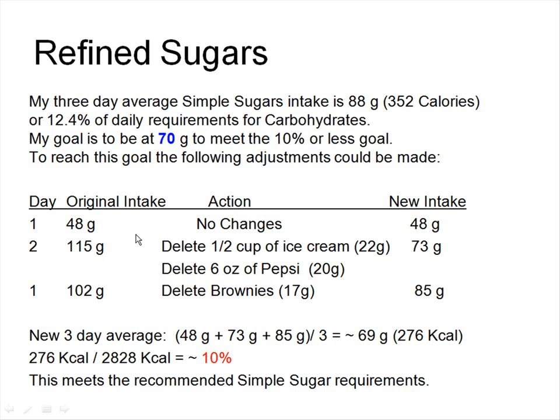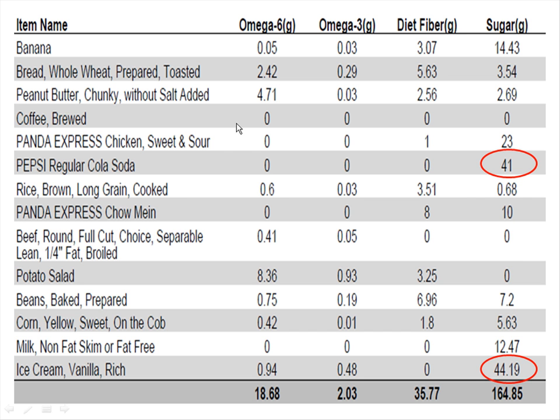What I did was then I went into the second day and I said, well, what things are high in sugars? So I looked at everything and I said, what is the highest sugar? Well, here's a high one and here was a high one. So this is my Pepsi and this is my ice cream. Okay, and I said, well, how much would I need to adjust these two things in order to get down to a reasonable amount of refined sugars?